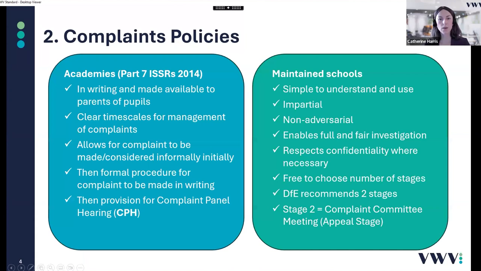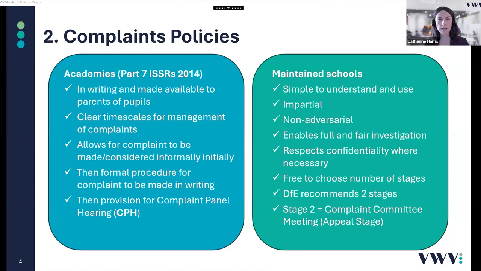Looking now in a bit more detail at the requirements for a complaints policy for both academies and maintained schools. As you'll all be aware, all schools must have a complaints policy. Although the policies must be made available to parents, they should also help staff to know the correct procedures to follow in the context of a complaint, and to help staff deal with complaints in an efficient and streamlined way.